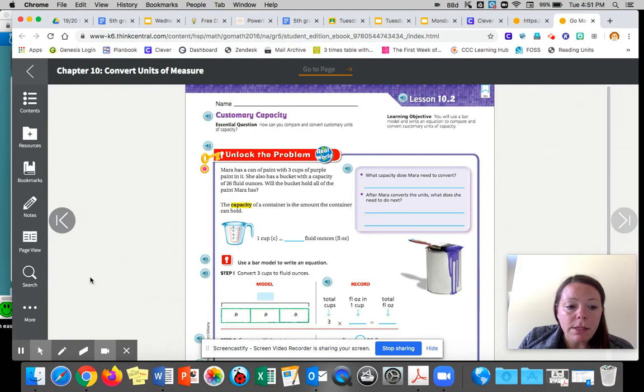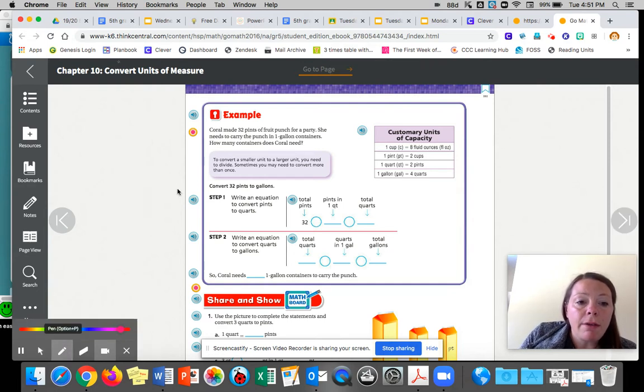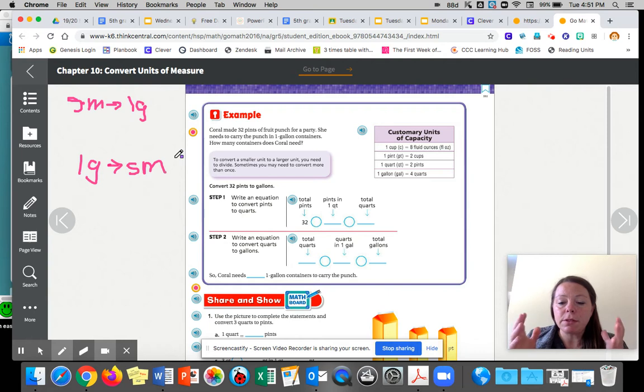So same concept as yesterday, all right? You have to always think about, am I converting a larger unit to a smaller unit or a smaller unit to a larger unit? That's what you want to think about every time you go to convert something. Smaller to larger or larger to smaller, okay? And remember, just like yesterday, when you're comparing two different things, you have to convert one of them so that you have two of the same kinds of measurements, all right?